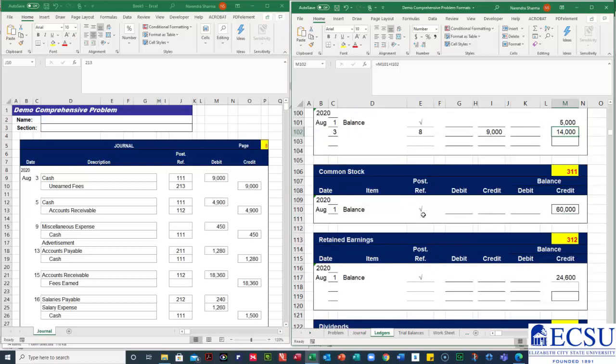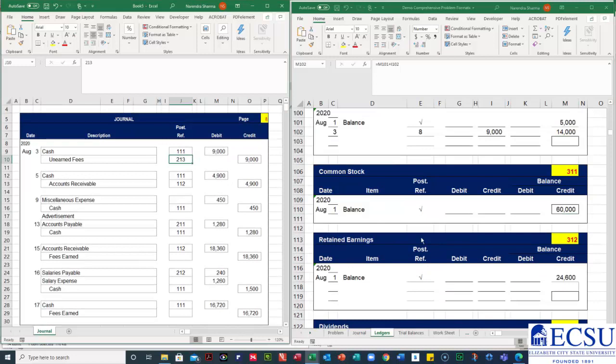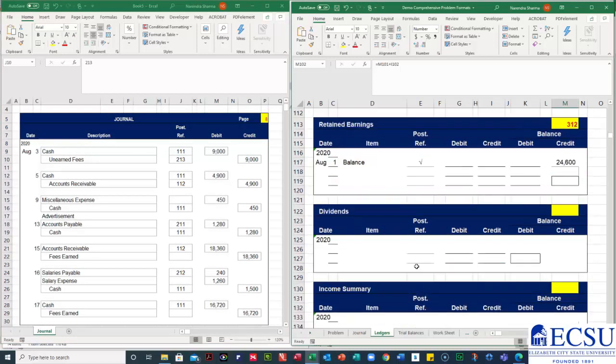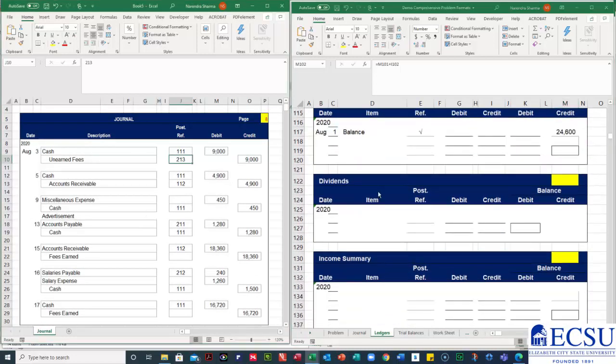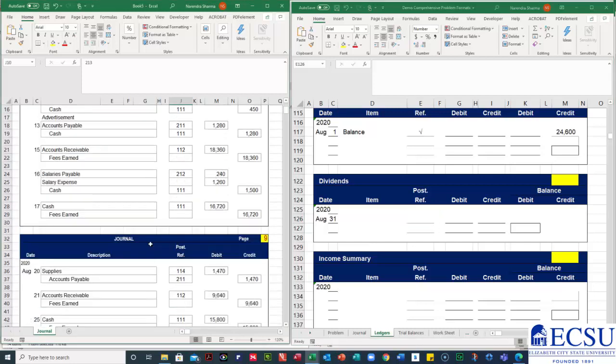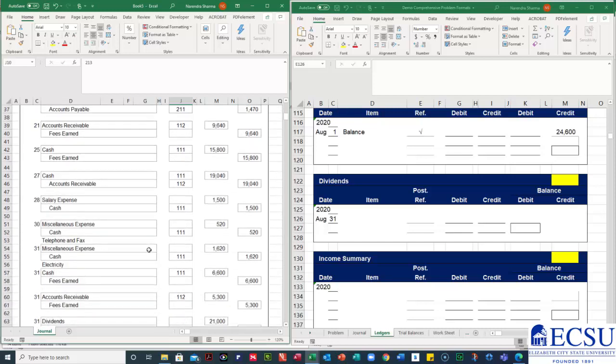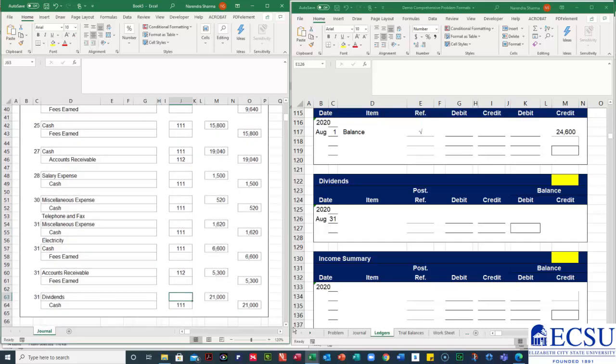Now, common stock, we didn't see any transaction. Retained earnings, we didn't see any transaction. Dividend, yes, there was a dividend one. So let's go to the dividend. Dividend was August 31st. So now posting reference will be, of course, dividend was page number 9. Here it is. So I'm going to write this.